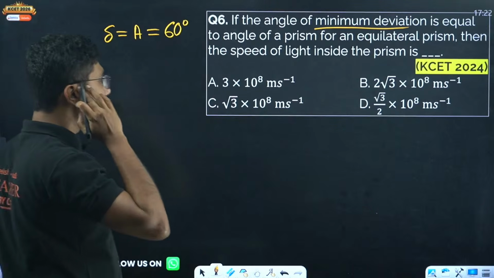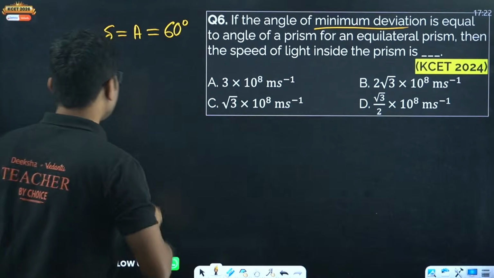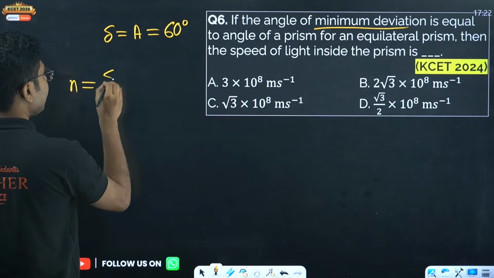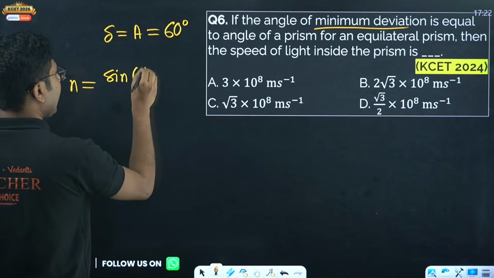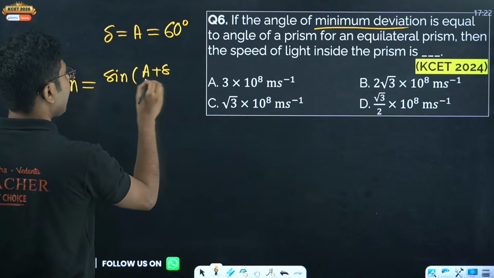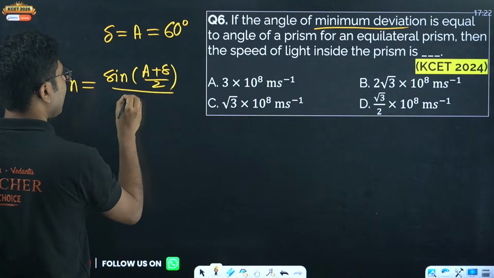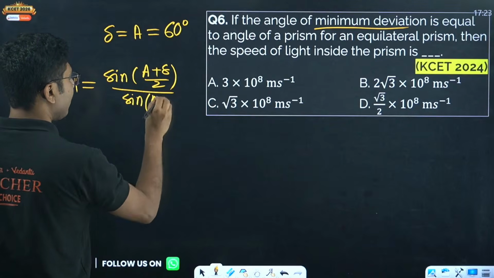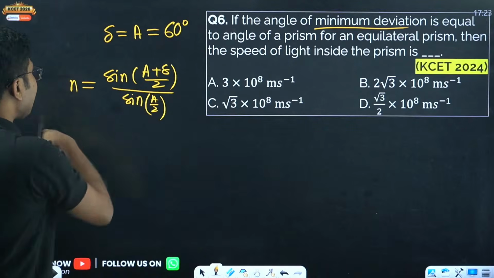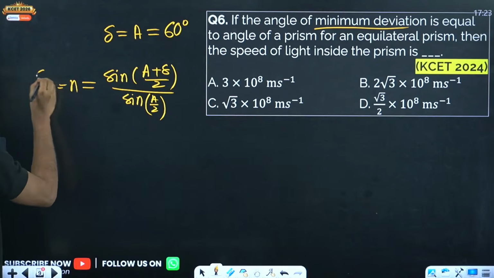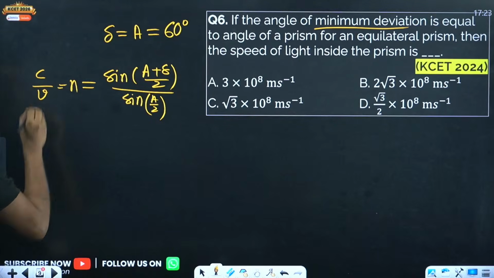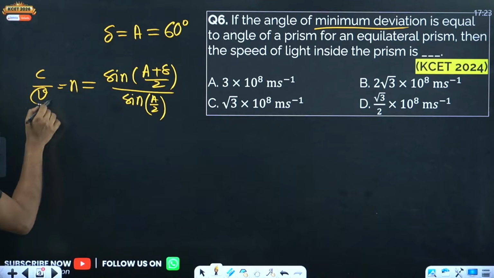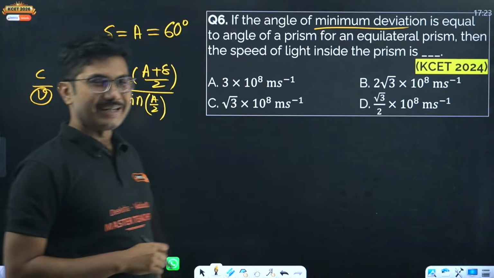Now what you should do is find the refractive index of the medium. Refractive index is given by sine of (A plus delta) by 2, divided by sine of A by 2. That is the refractive index. Why are you doing it? Because refractive index, on the other hand, is the speed of light in vacuum divided by the speed of light in that medium. What we are trying to find is this v, the speed of light inside the prism.